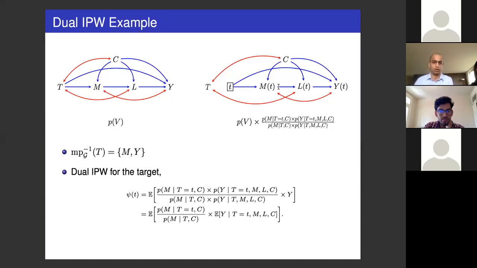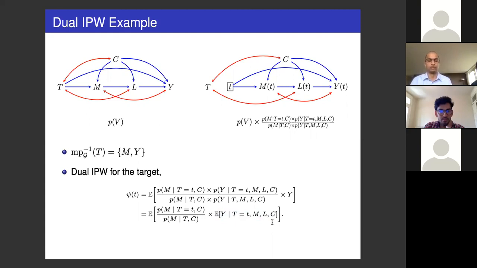And just to make things more concrete, the estimator for dual IPW for this graph is like so. You'll notice that we're using conditionals for M given T and C, as well as the outcome given its Markov pillow. It's possible to simply avoid modeling the conditional density for the outcome, because it's quite easy to see that this dual IPW is exactly equivalent to if you just took the conditional expectation with respect to Y given T, M, L, and C, and replaced that with the expected value of the outcome given its Markov pillow.